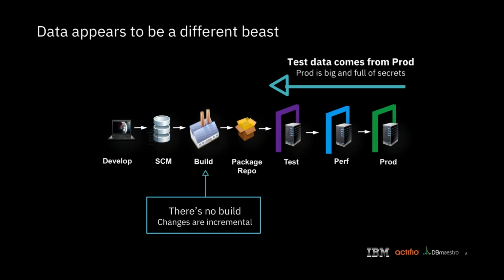At the same time, in our test environments, we're usually pulling in data from production, but production tends to have really large databases, and it's full of all sorts of things like our customers' credit card numbers and social security numbers and all sorts of sensitive things. And so that requires a lot of care and management. So data is really, really tricky as we look at how we're doing this to delivery.